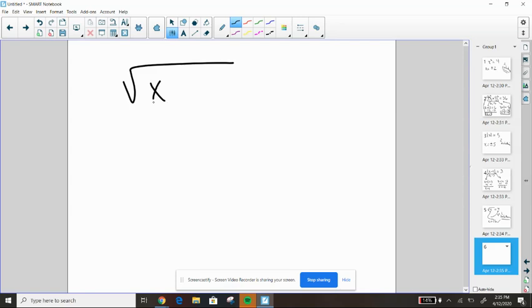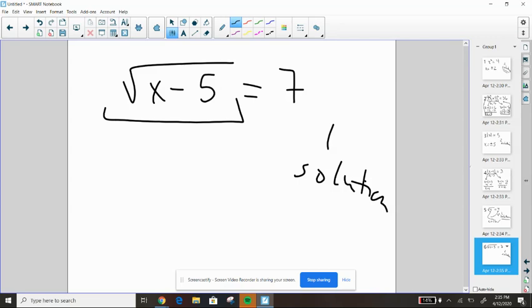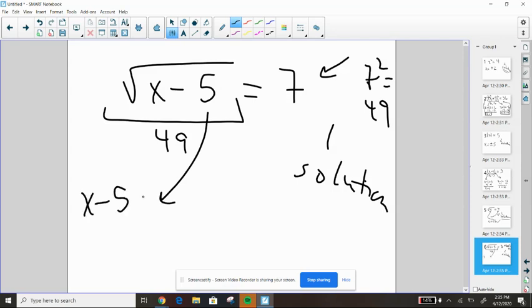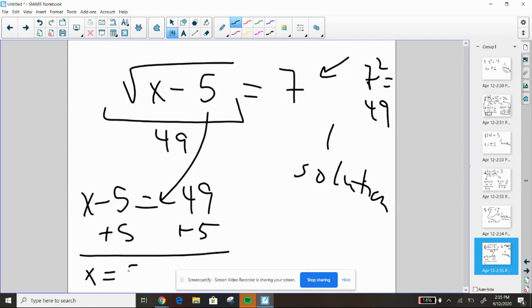And what if that gets a little more complicated? I still know that I have one solution, but I now know I want the thing on the inside to turn into a 49, because 7 squared is 49. The square root of 49 is 7. So now I write my equation. What makes the inside become 49? And I solve. And I get x equals 54. Go ahead and try it.